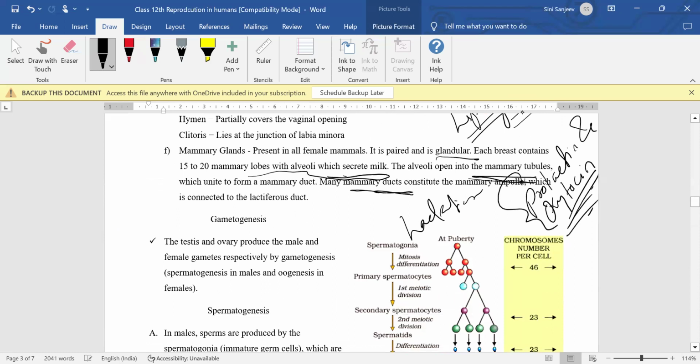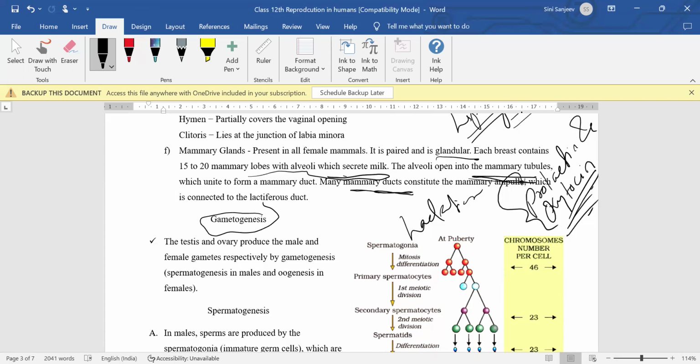Before going to the entire hormonal part, we'll see gametogenesis first. Because we already know about the male and the female reproductive parts, now let's see how the gametes are formed. Genesis means formation, so the formation of the gametes is called gametogenesis. In the male, the testis, and in the female, the ovaries, produce the gametes: one is the sperm, another is the ovum, that is the egg.